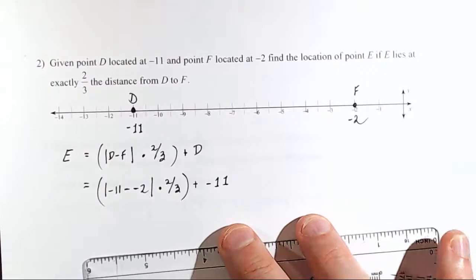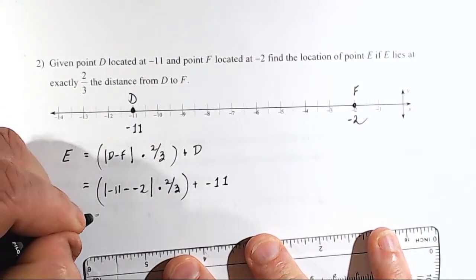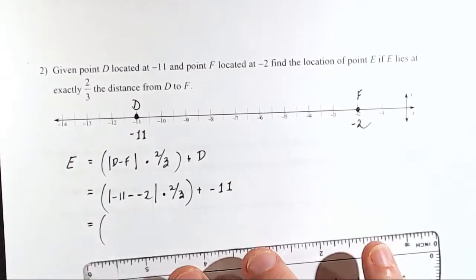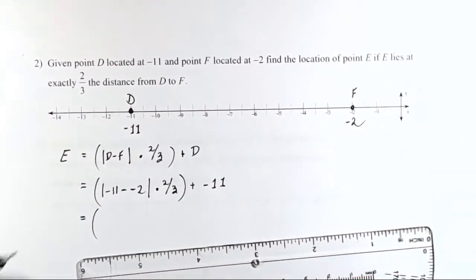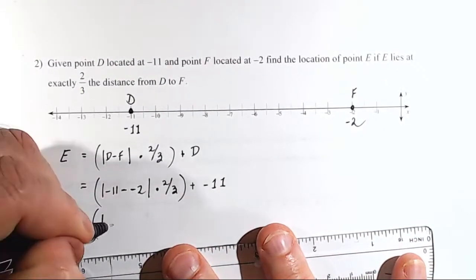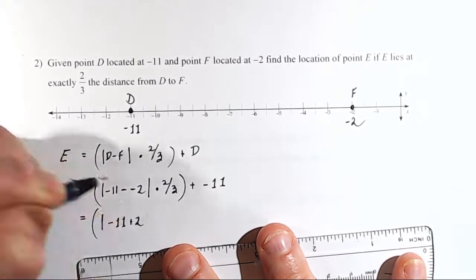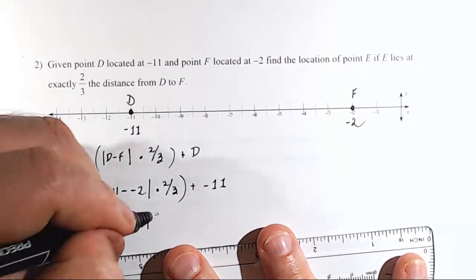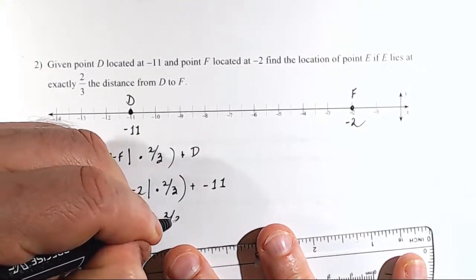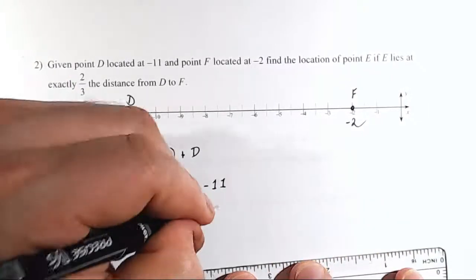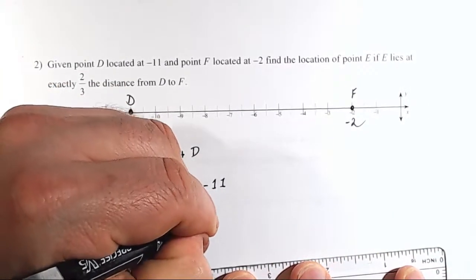So that's all we've got to do. We'll just keep working it here. And so -11 minus -2 is -11 plus 2. I'll go ahead and write the intermediate steps here. -11 plus 2. Absolute value of that difference times 2/3. And then we can drop the plus minus and do -11.